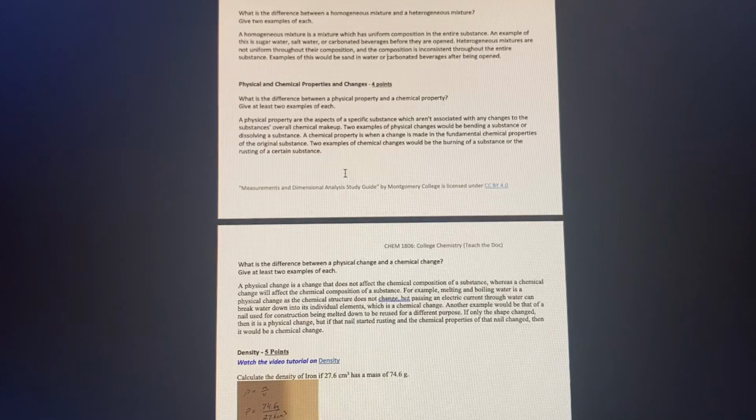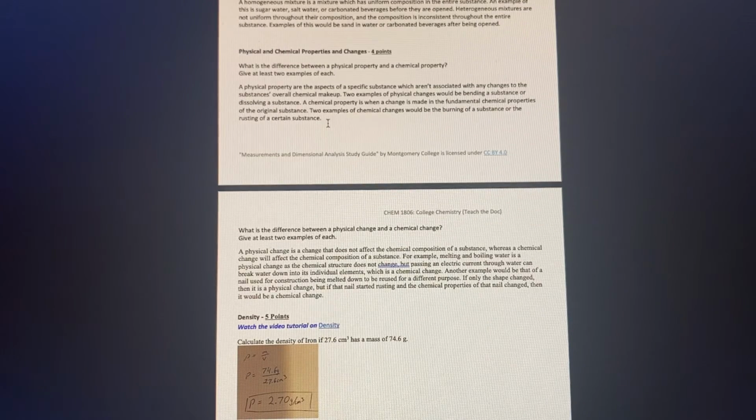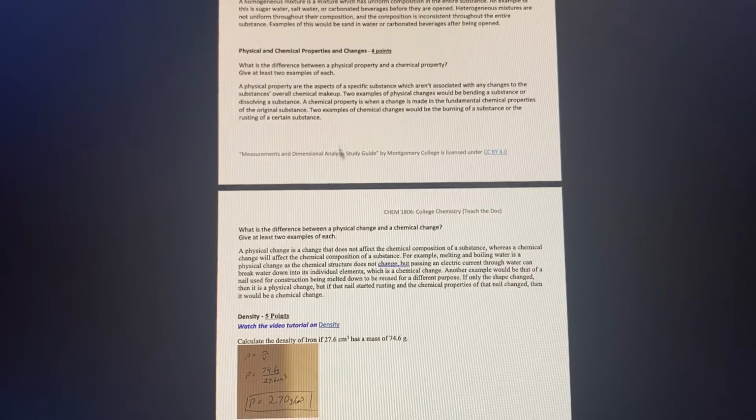Now, moving on to physical and chemical properties and changes. Now, what is the difference between a physical property and a chemical property? And giving examples. Now, a physical property is an aspect of a specific substance which isn't associated with any change to the substance's overall chemical makeup. 2 examples of these would be bending a substance or dissolving a substance in another. A chemical property is when a change is made in the fundamental chemical properties of the original substance. 2 examples of this would be burning a substance or the rusting of certain substances.